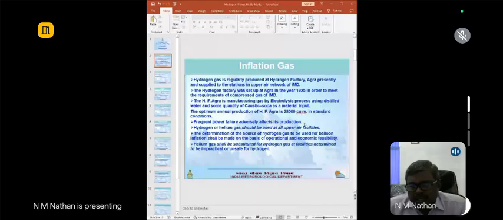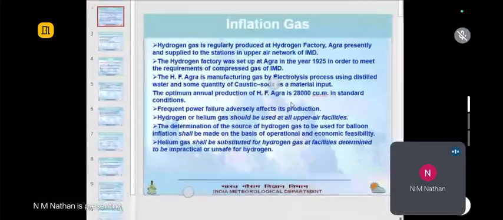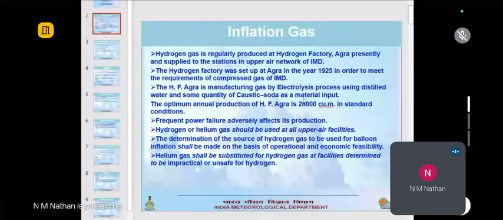I have given the annual production capacity as 28,000 cubic meters under standard conditions. Standard conditions means that due to various climatological conditions, stock is not available, or there is a power cut. If some issues are there, then the production level will reduce. Otherwise, they are able to produce. Some of the things I have mentioned here: power cut, etc.